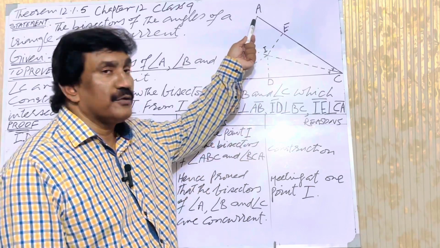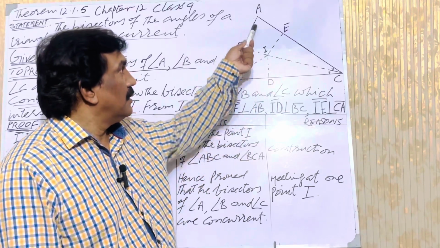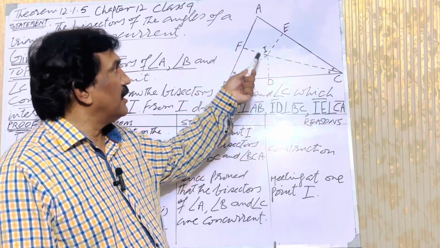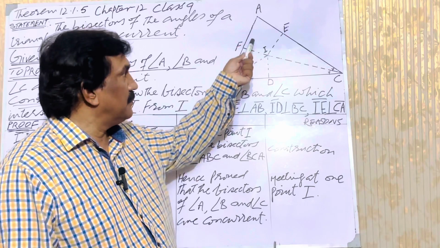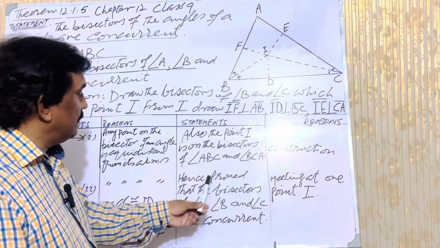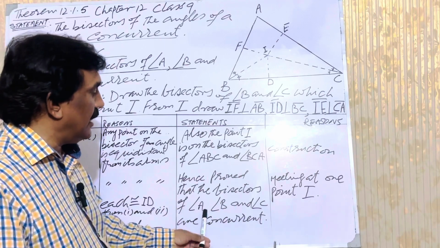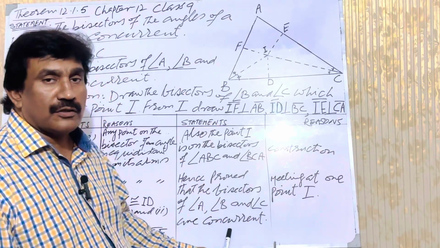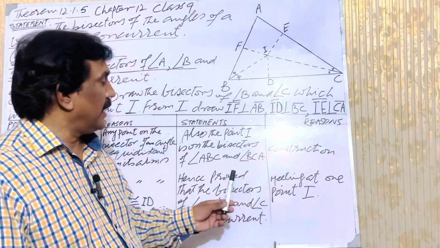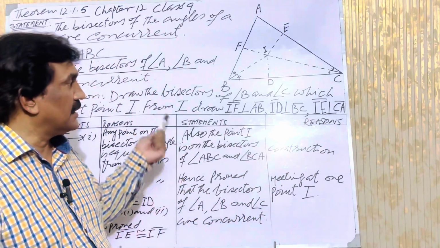So now we have proved that this is also a point of intersection of all three angle bisectors, as it is the bisector of angle A also. Okay, got this idea? Now, hence proved that the bisectors of angle A, B and C are concurrent. Concurrent means meeting at one point I. Got it? Okay. Now, any questions? I hope this is understood.